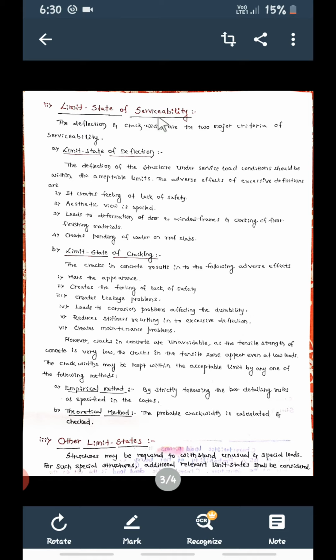So whatever the elements or our total structure we're going to build, it has to be performed safely. It should also give proper service to the users, which is called serviceability. In serviceability, two basic criteria we're going to consider: one is the deflection and the second is crack width. Deflection and cracks are the two major criteria of serviceability.